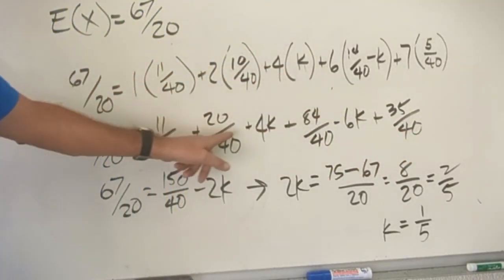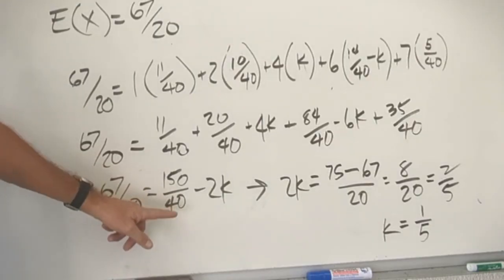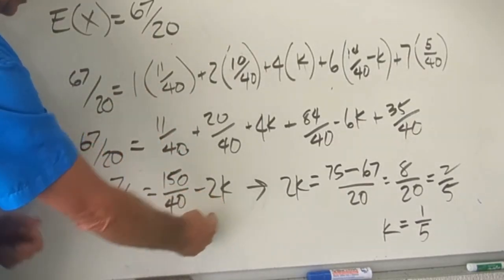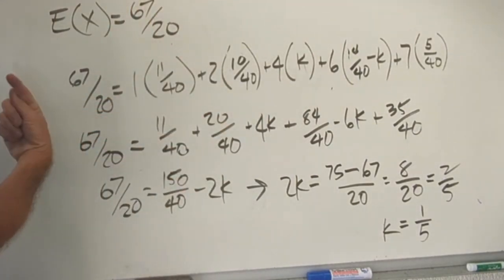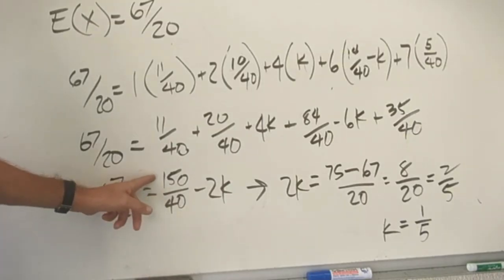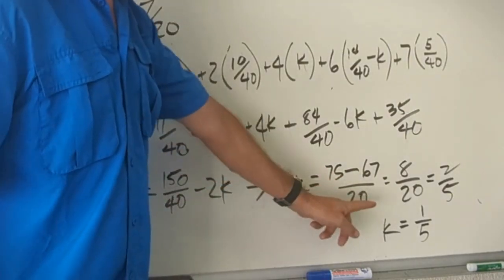Now I have a bunch of over 40 terms, so I just combine those. I get 150 over 40 minus 2K. So this equation has just gotten quite a bit more simple. I move my 2K over to this side. I move my 67 over 20 on that side, and I reduce my 150 over 40 to 75 over 20.